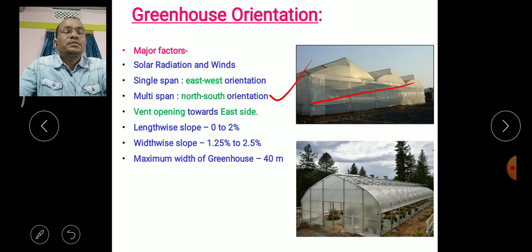Vent opening should be on the east side. Some opening for ventilation purposes should be on the east side. Okay, now come to the slope. See, 0 to 2% lengthwise.